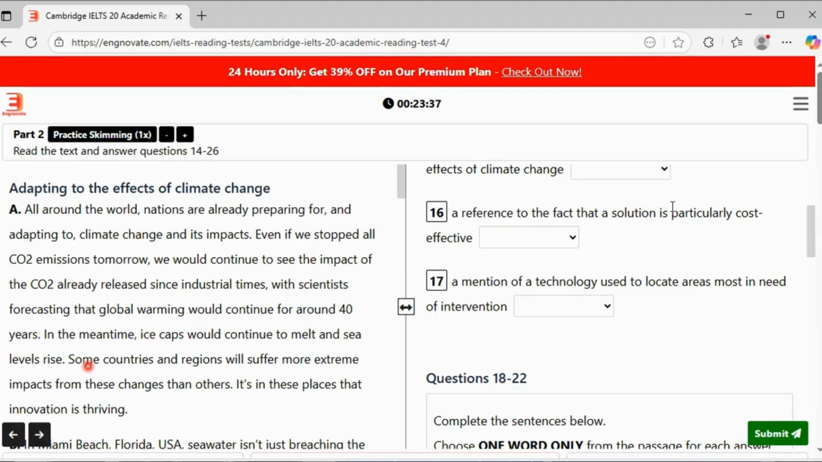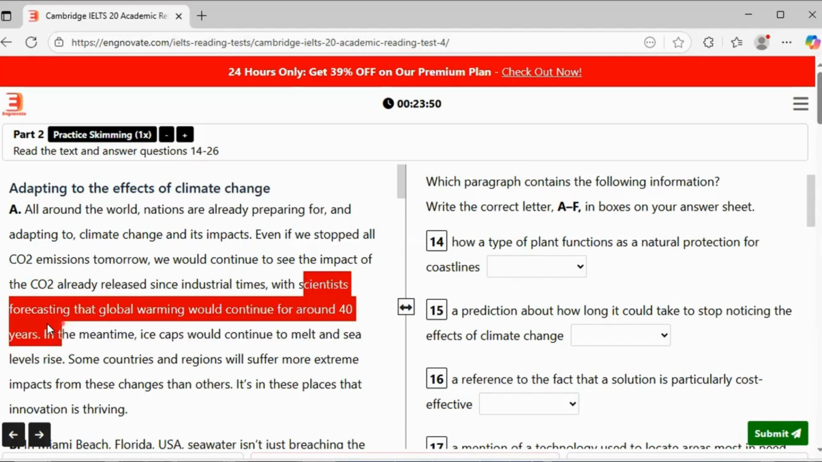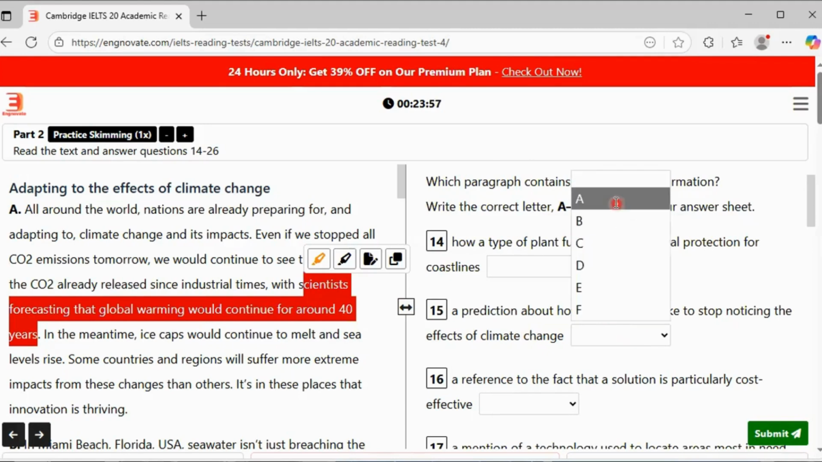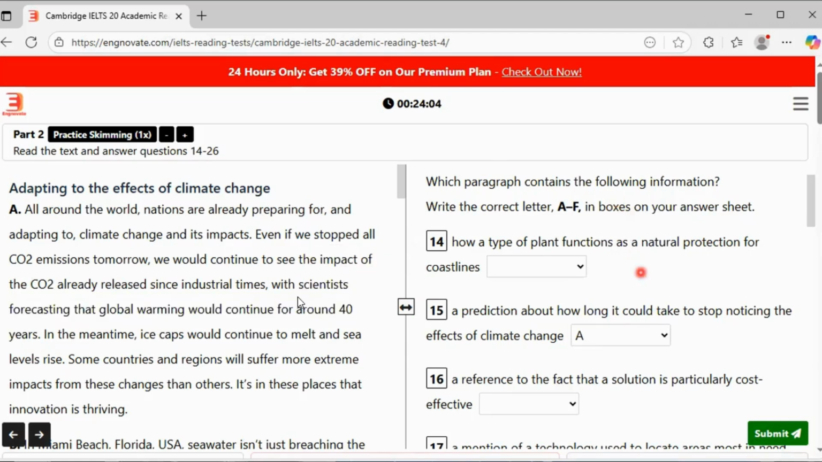Hold on, there's something about prediction. Number 15, a prediction about how long it will take to stop noticing the effect of climate change. This is it: 40 years. Scientists forecasting that global warming will continue for around 40 years. So this is how long it will take for us to stop seeing the effect. So number 15 is matched to paragraph A. That is where I saw the statement. Let me finish it up.